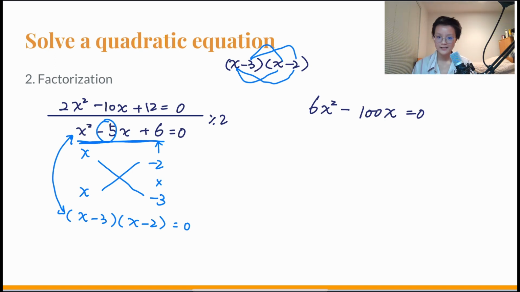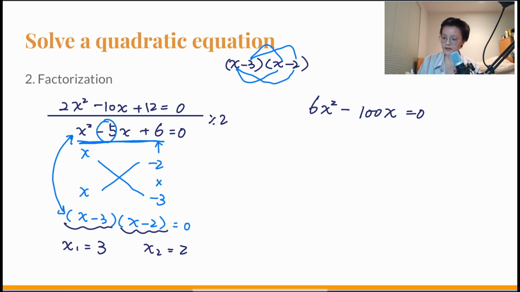So now we have finished this factorization, and if this multiplication of two terms equals 0, that means either x minus 3 or x minus 2 equals 0. So we say that x1 equals 3 or x2 equals 2. These are the two solutions of this quadratic equation.